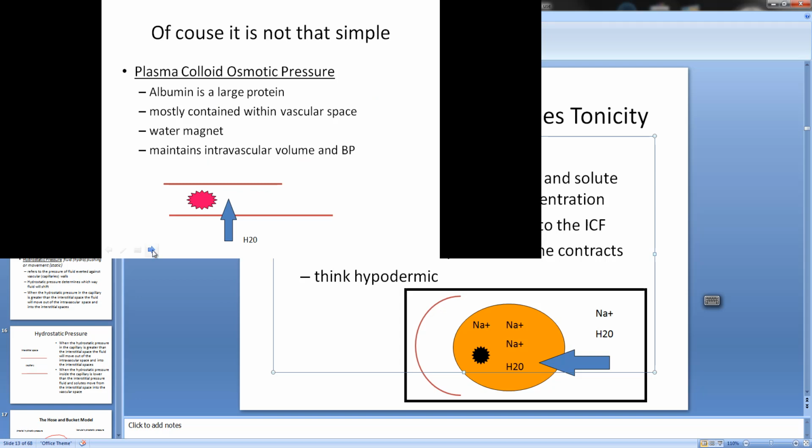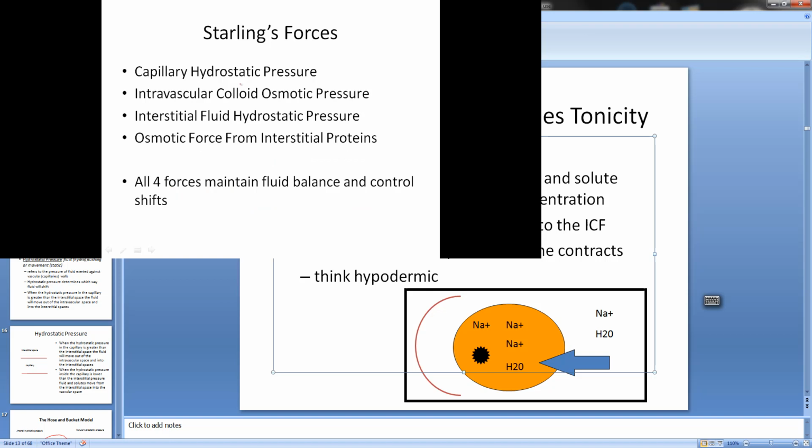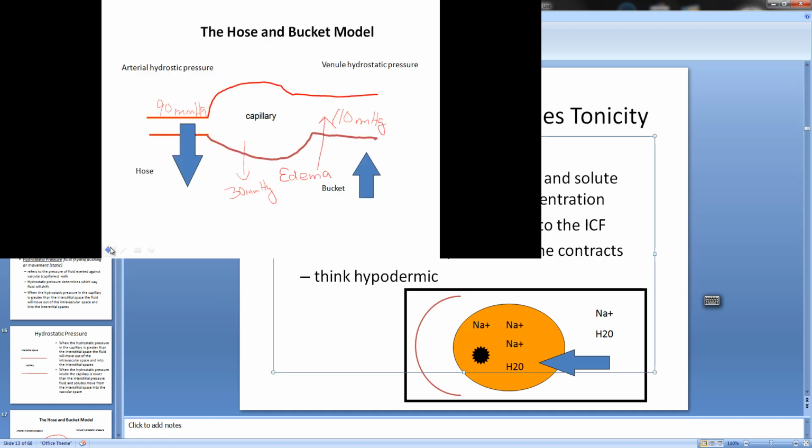We call this relationship Starling's forces, because within this hose and bucket model, if you will, there's a capillary hydrostatic pressure, which I referred to. Then there's an intravascular colloid osmotic pressure feature, an interstitial fluid hydrostatic pressure, and an osmotic force from interstitial proteins. Well, that's a lot of words. Let's go back and see what that means. I talked earlier about the arterial hydrostatic pressure. That's the pressure coming in from the arterial end, usually a high pressure system.